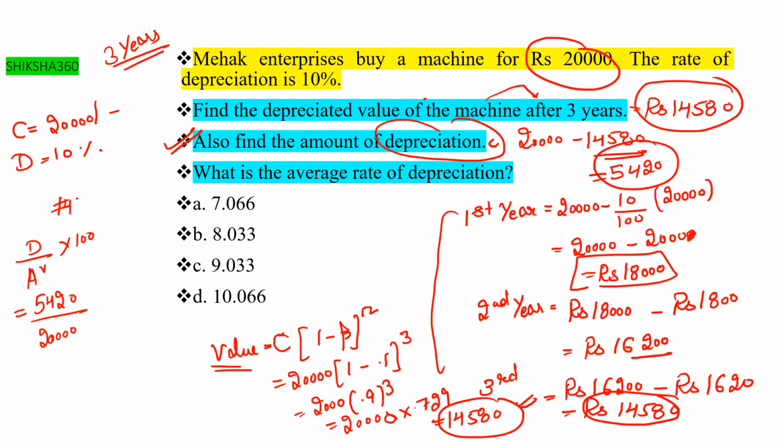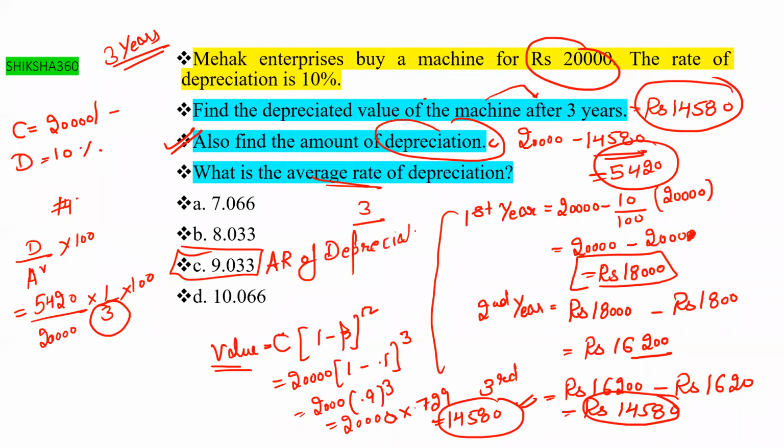And we have to find the average rate, which was for 3 years. So we divide by 3 into 100. Clear? Why will we divide by 3? For average rate, we divide by 3. When we calculate this, we get 9.033%, clear? This is the average rate of depreciation.